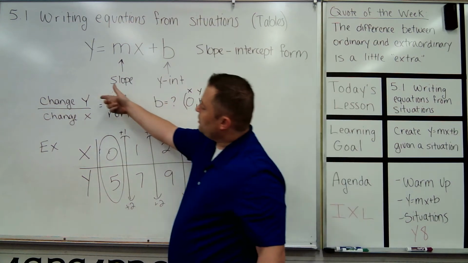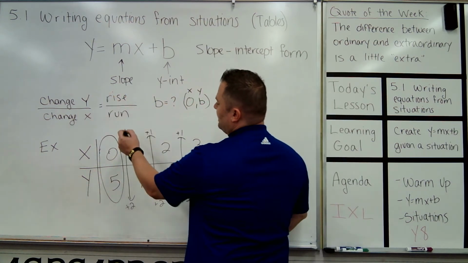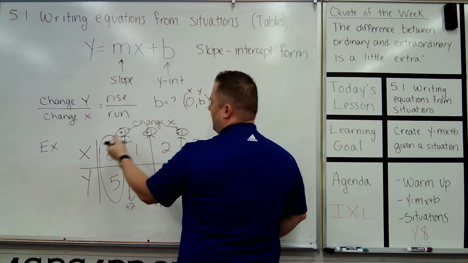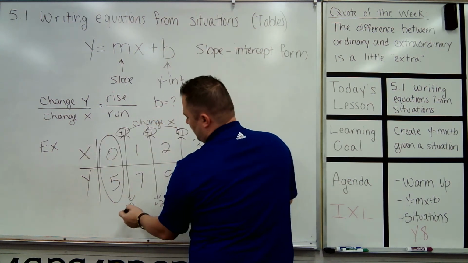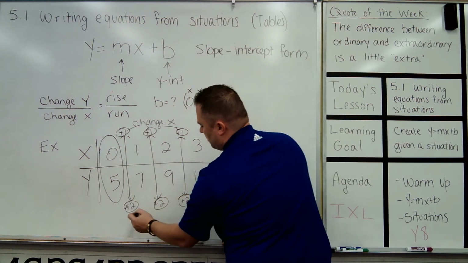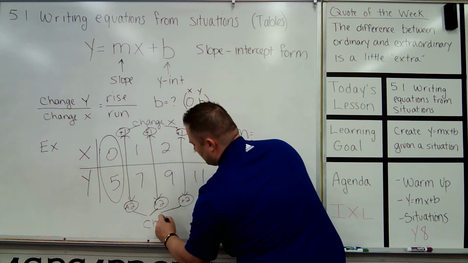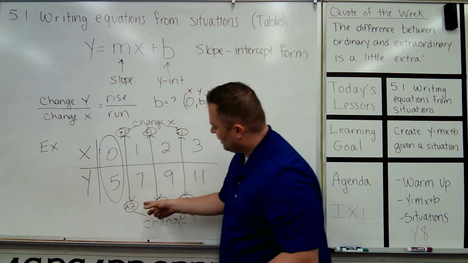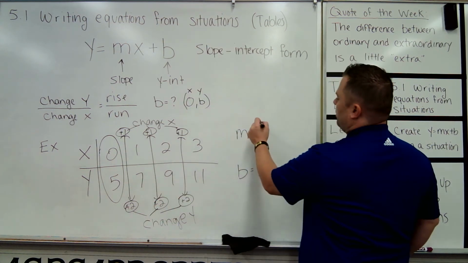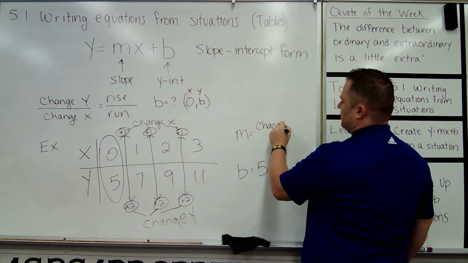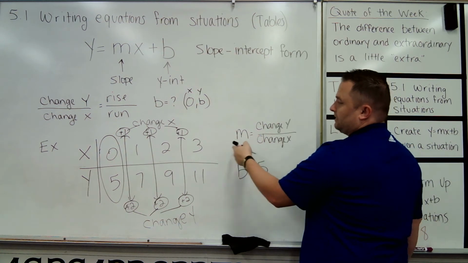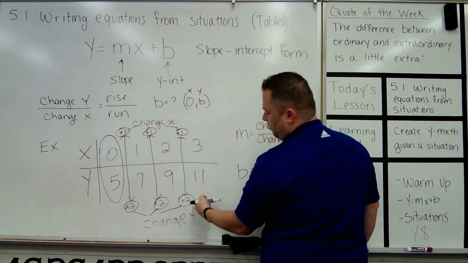Now we're studying the change in y over the change in x. These numbers here represent the change in x, right? These are how my x's are changing each time. These numbers down here represent the change in y, because those are how my y's are changing each time. So when the question is, what is the change in y over the change in x? That's my slope.